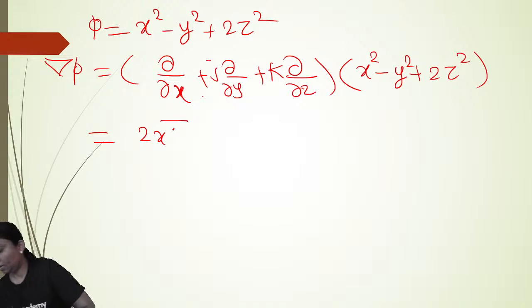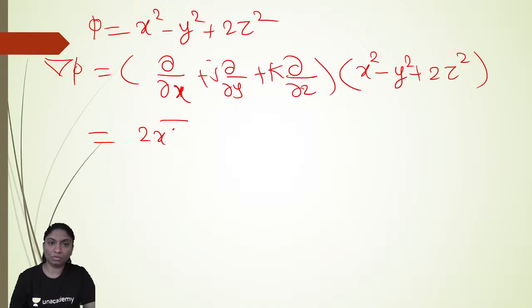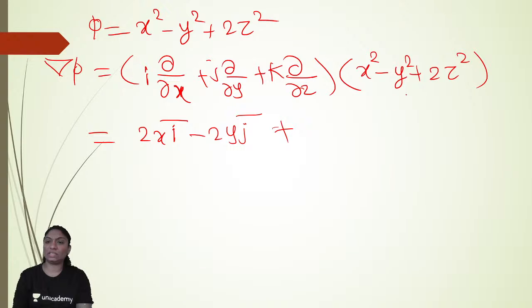We will get i bar into 2 dabba by dabba x, 2x i bar, plus dabba by dabba y of this, so it will give you minus 2y j bar, plus dabba by dabba z of this, 4z k bar. So this is your del phi.